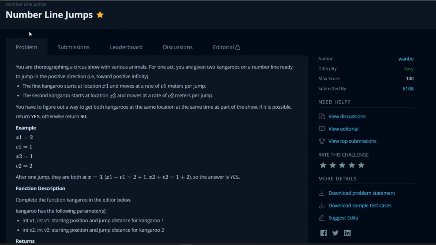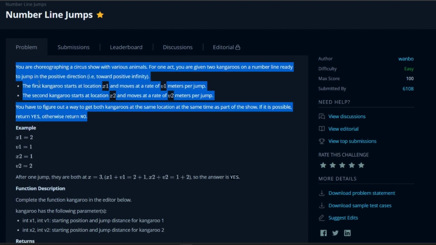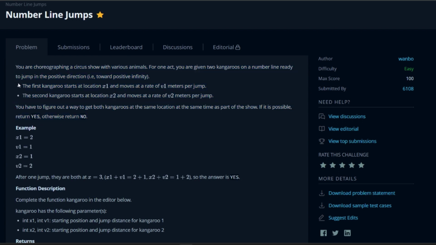Hello everyone. In this video, we are going to see a very interesting HackerRank challenge, which is Number Line Jumps. So we'll see the problem statement, right? The problem statement says that you are choreographing a circus show with various animals. For one act, you are given two kangaroos on a number line ready to jump in the positive direction. So they have given two important notes for us to solve this problem.